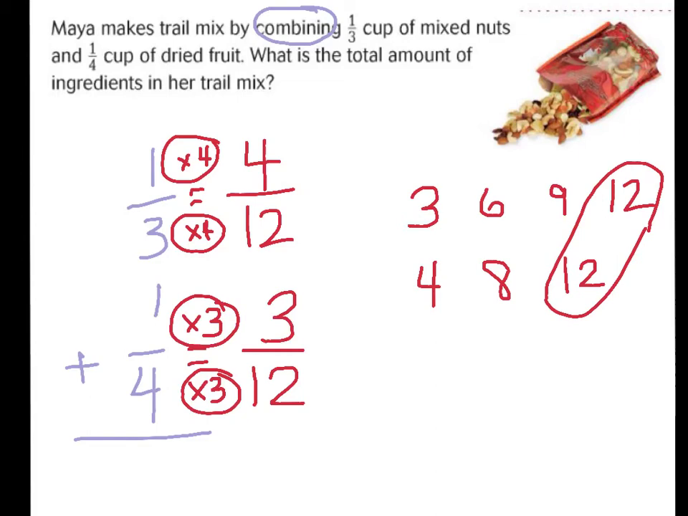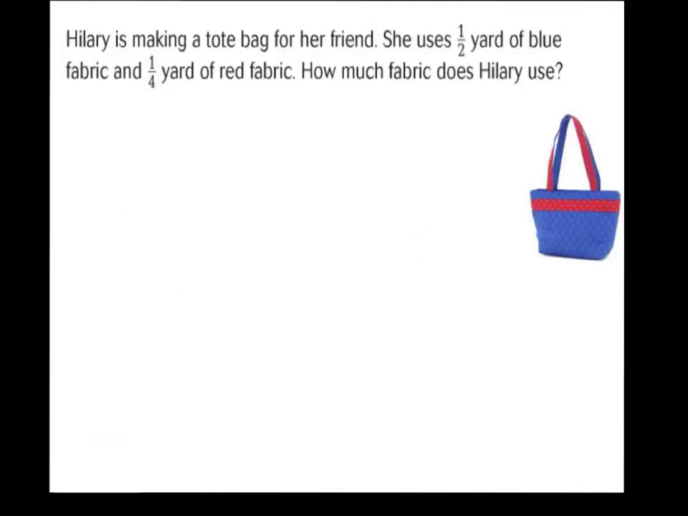So now I have 4/12 plus 3/12. They're really the same fractions as I had before, just equivalent fractions. So now I'm going to add 4 plus 3 is 7, and 12, my denominator, will stay the same. So 1/3 plus 1/4 would equal 7/12. Let's try one more problem for practice. Hillary is making a tote bag for her friend.